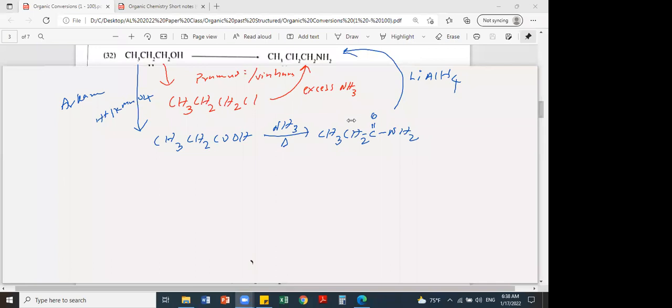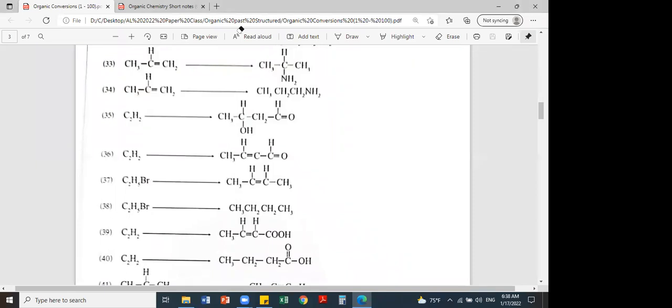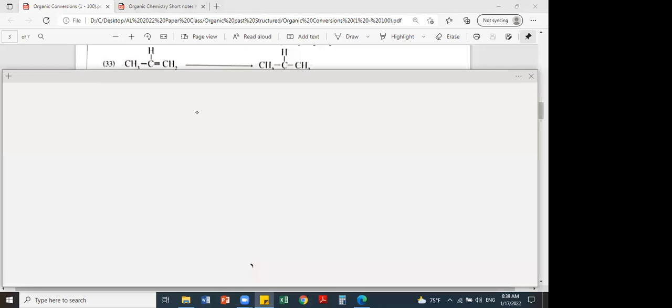Okay. Then the next one. Now when you do about 1000 conversions like this, what happens? No need to study organic chemistry reactions again. Pramodi gave the answer for the next one. What about the others? If you have understood the previous one, 33 is nothing. 33 is very easy.